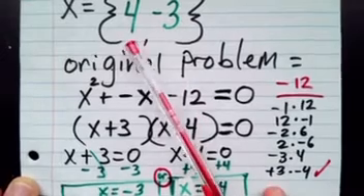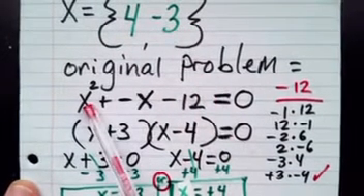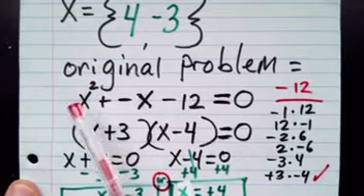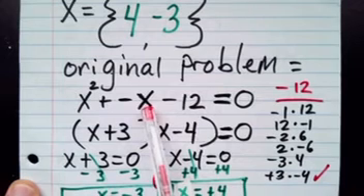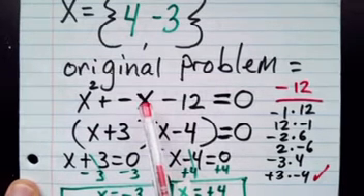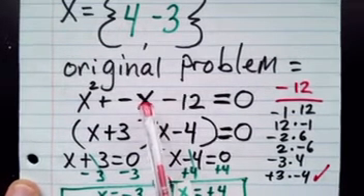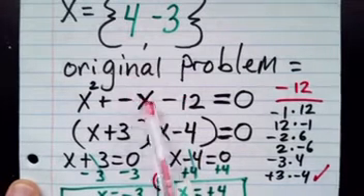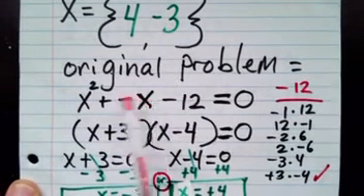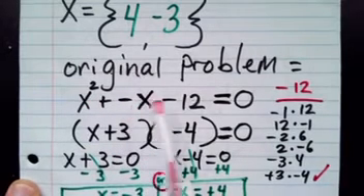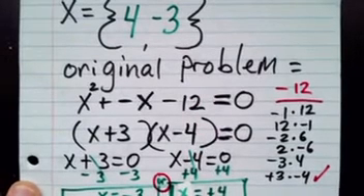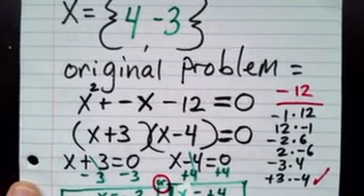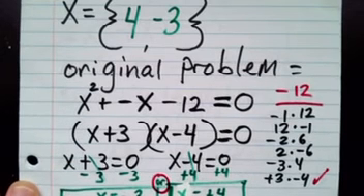Same thing with negative 3. You could substitute negative 3 in the original equation. Negative 3 squared is positive 9. Minus negative 3, I'm sorry, a negative and a negative make a positive, so that would be a positive 3. So 9 plus 3 is 12. 12 minus 12 is 0, and 0 equals 0 is a true statement. x has got to equal 4, and x has got to equal negative 3. So this was part 3, quadratic equation, second example. I hope you found this helpful.